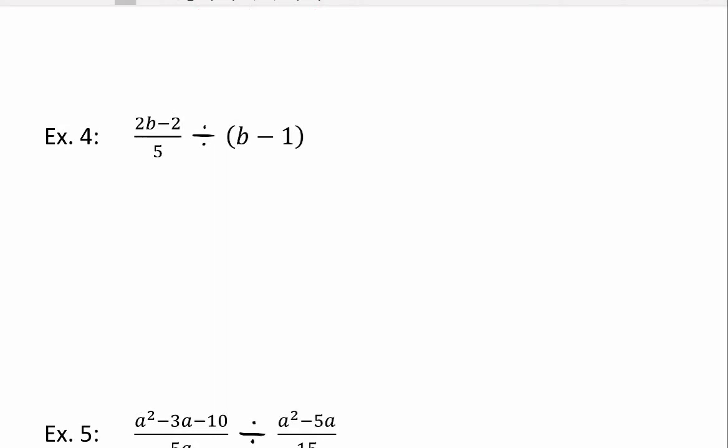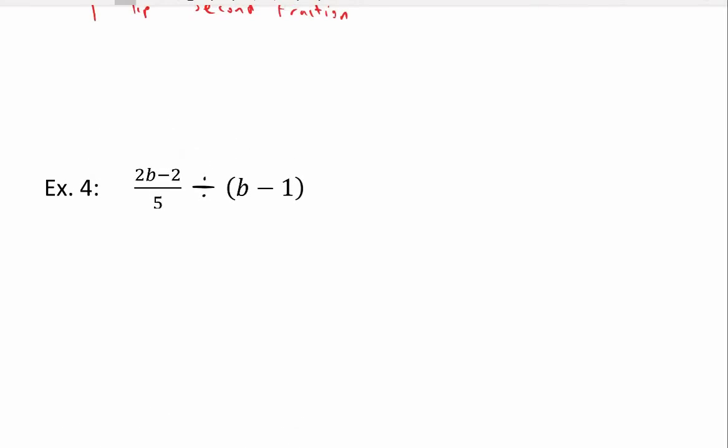Okay. So here in example 4, I have a fraction divided by b minus 1. First thing I want to recognize is, of course, that b minus 1 is really b minus 1 over 1. So when I go to execute keep, change, flip, if I keep the first fraction, I have 2b minus 2 over 5. I change the operation in the middle to multiplication. And when I flip the second fraction, I'm flipping b minus 1 over 1, so I'll have 1 over b minus 1.